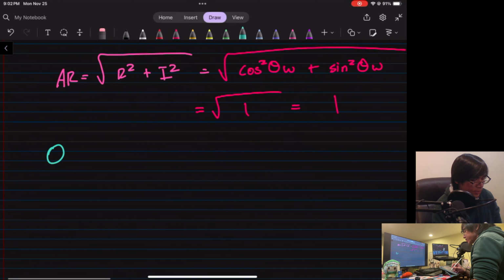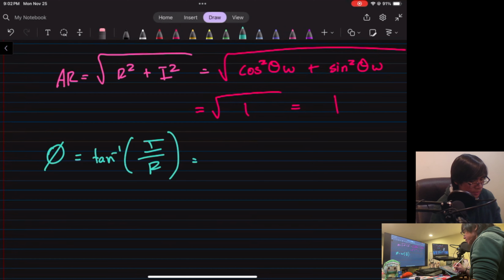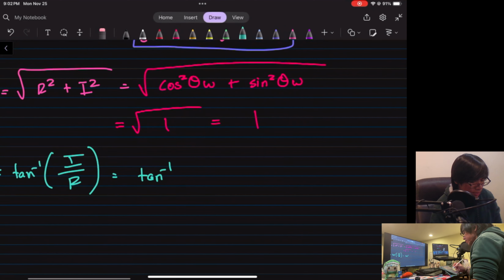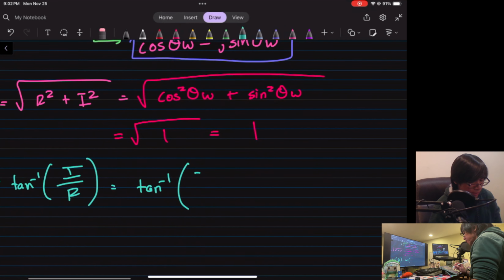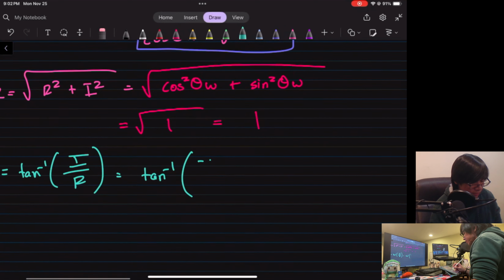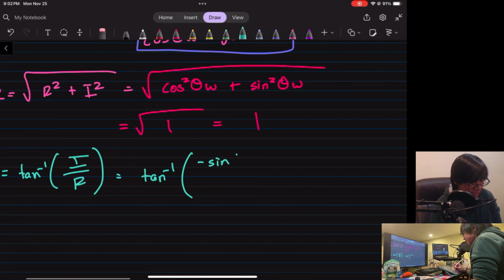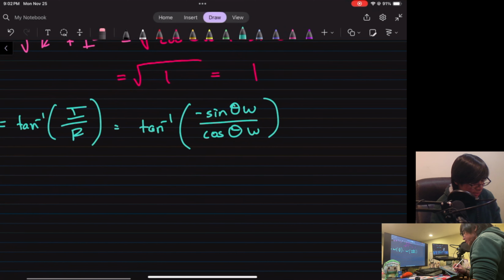So the phase lag is equal to tangent inverse of imaginary over real. And this is tangent inverse, rewriting. So imaginary is the sine. So this is a negative sine, right? Up here, yep, negative sine. Negative sine theta omega over cosine theta omega. Notice sine over cosine. Well, actually, let's pull out that negative first.